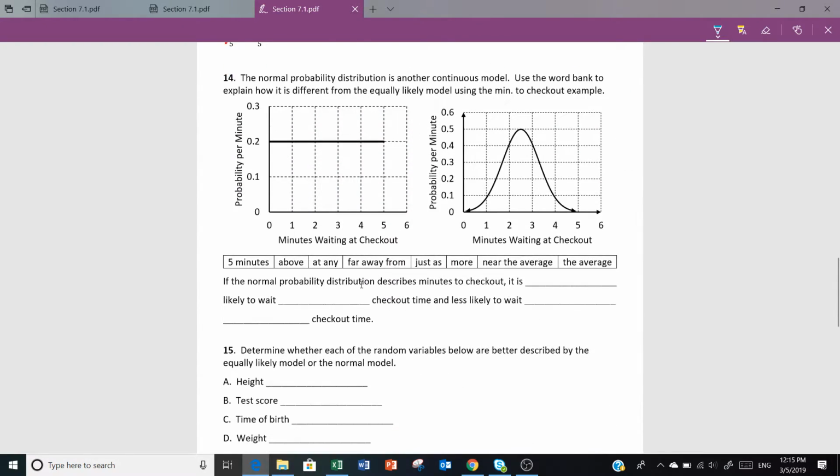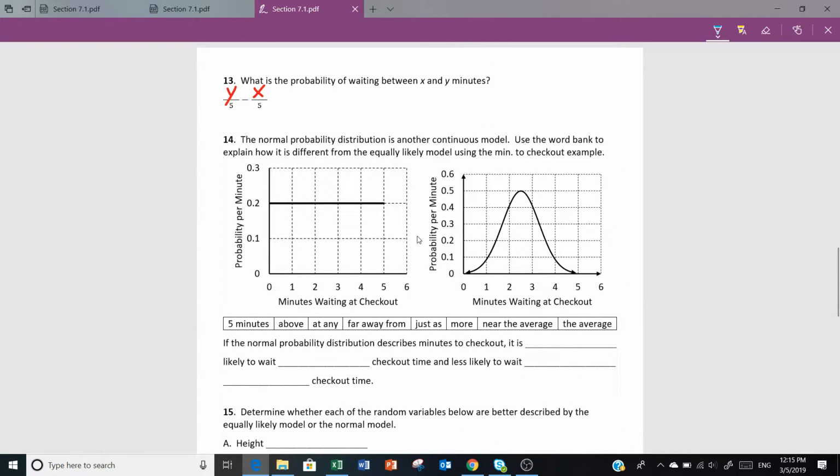Okay, well, in reality, equally likely probabilities don't always make sense. So we have something else called the normal model. It's a bell-shaped model, and it's different from the equally likely model, which is this one over here. Let's see if we can take all of these words and put them into these boxes.